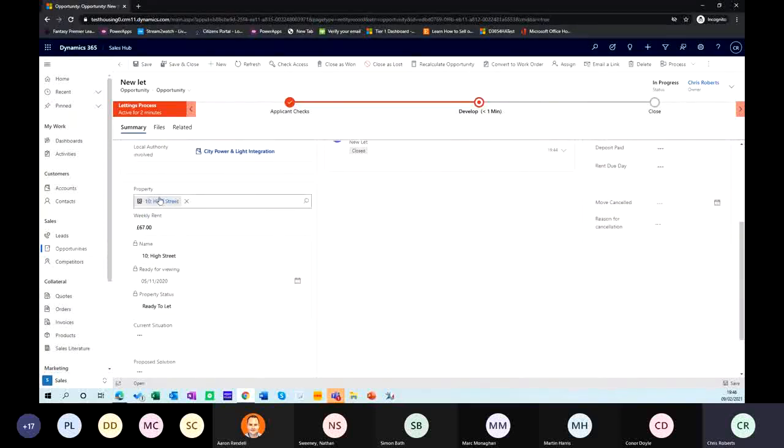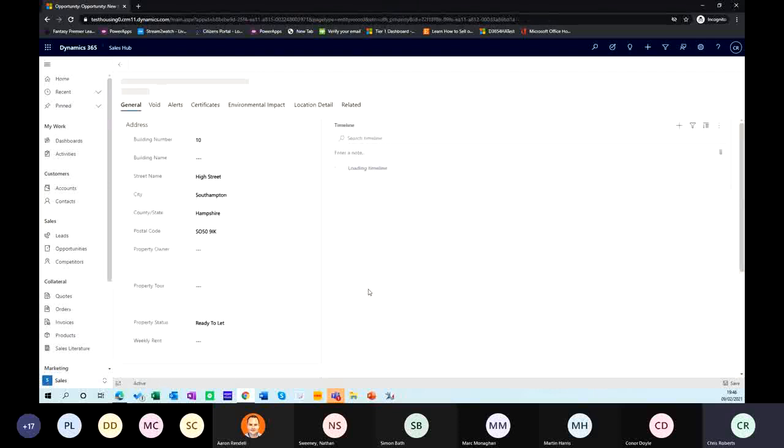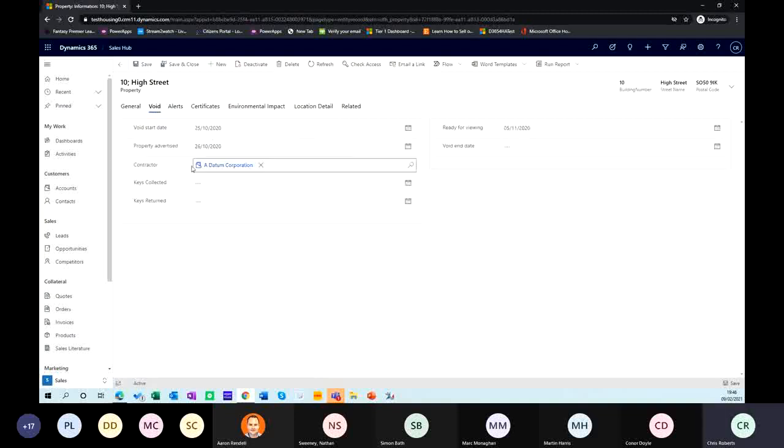So we can see here we've got the property detail, we've got how much rent, and we've also got whether it's ready to let or not. So as a lettings team, we can understand where we are with the property, what needs to be done. If we click on the actual property itself, it gives us a bit more detail. So we've got there, obviously, building number. If the status changed by another team, they can put that there, and obviously we'll be aware of that. Any void information, so who the contractor is, when it's been advertised, who's working on it.